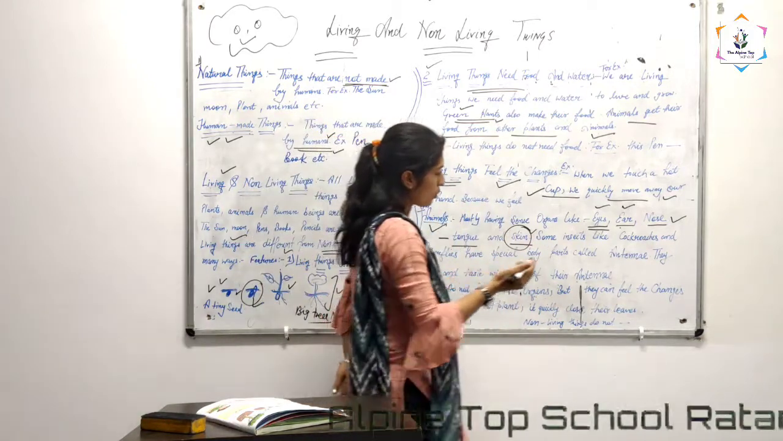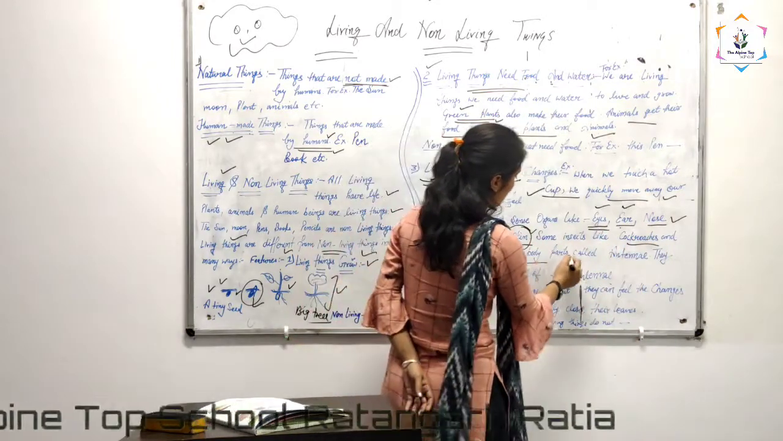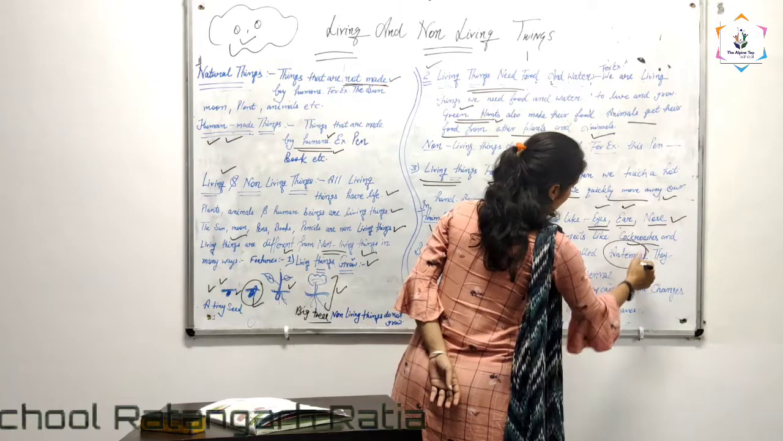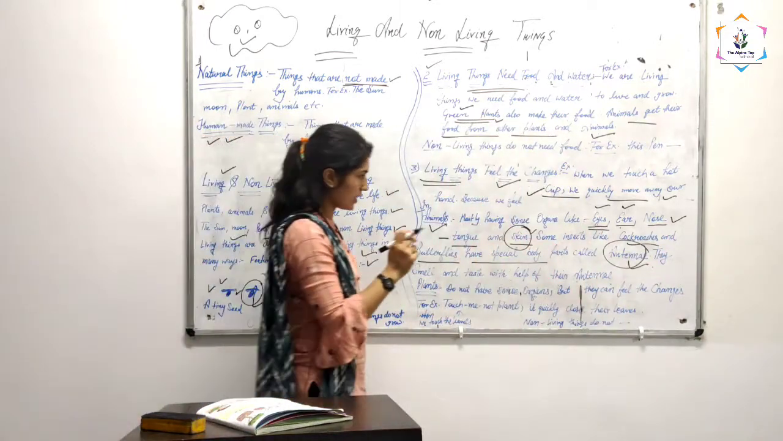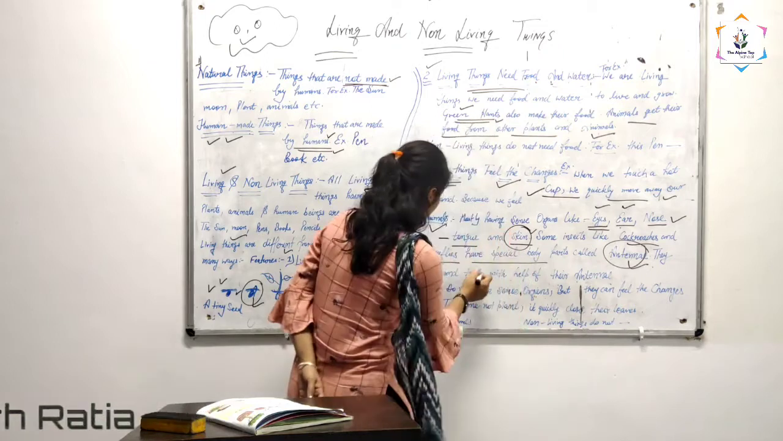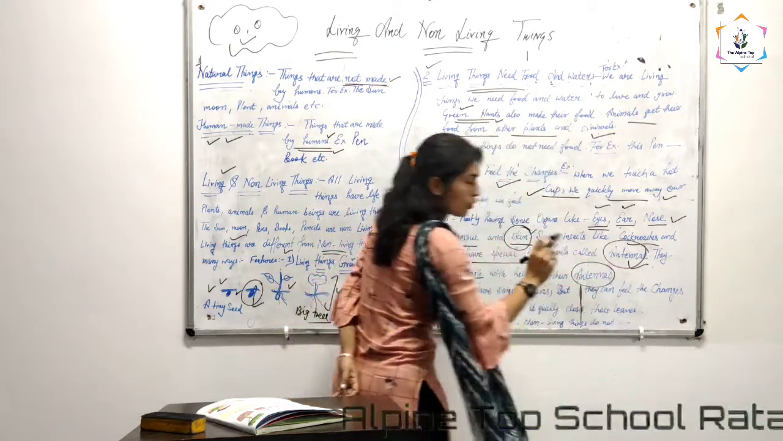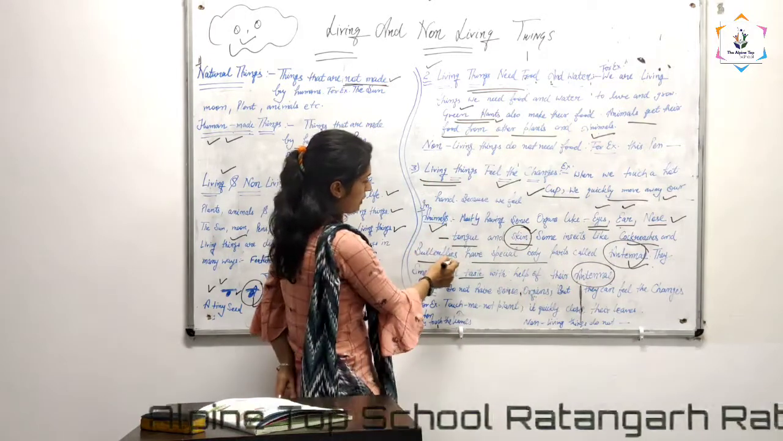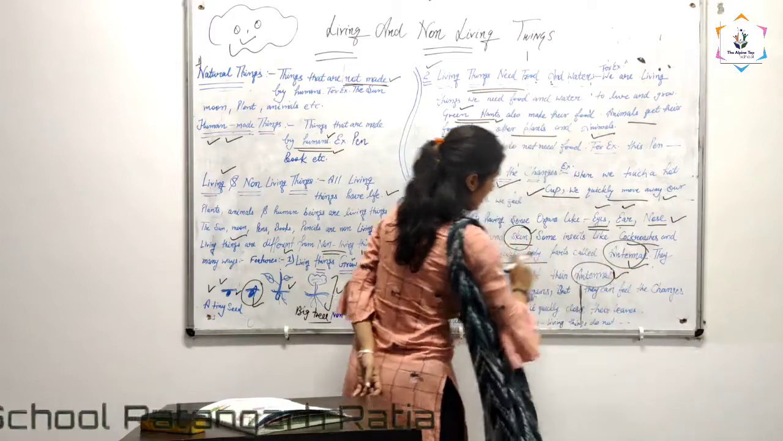Some insects like cockroaches and butterflies have special body parts called antennae. They smell and taste with the help of antennae. Cockroaches and butterflies can taste and smell with the help of their antennae.